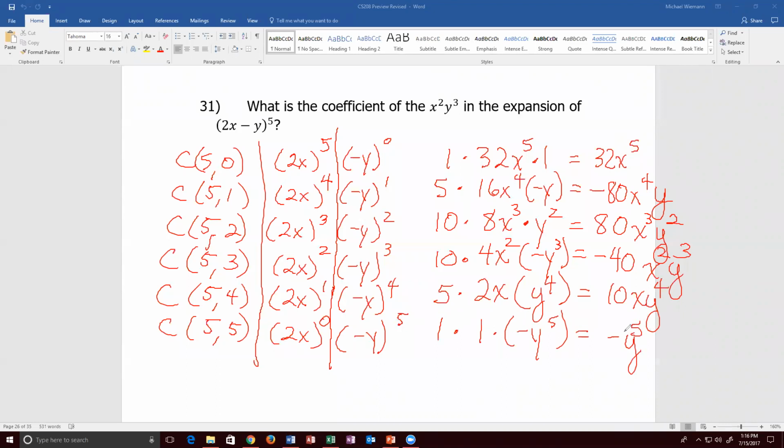Now, for this particular problem, all it asked for is what is the coefficient, or the number in front of x squared y cubed. So if I come down to the x squared y cubed, the coefficient that's in front of it is negative 40, giving the correct answer to problem number 31.